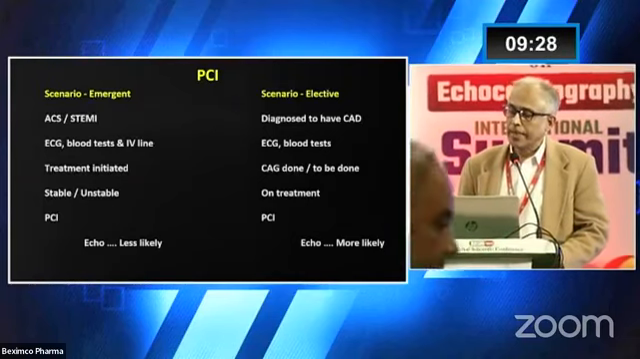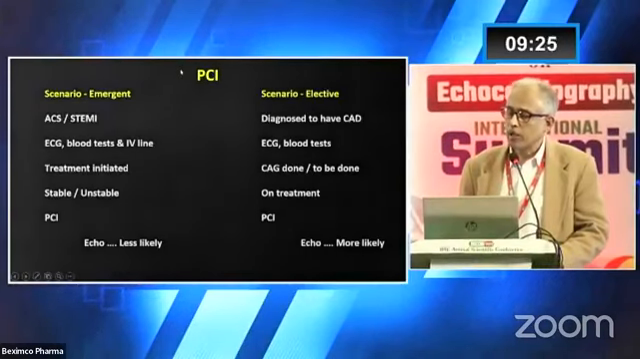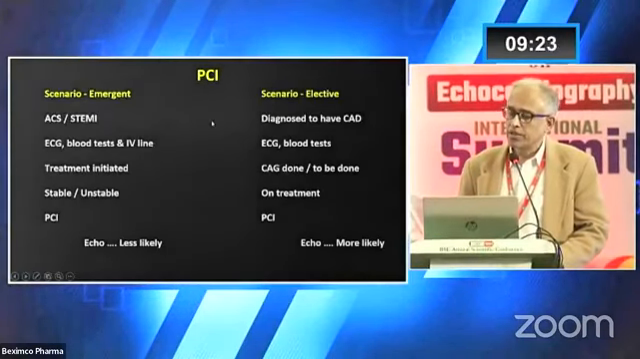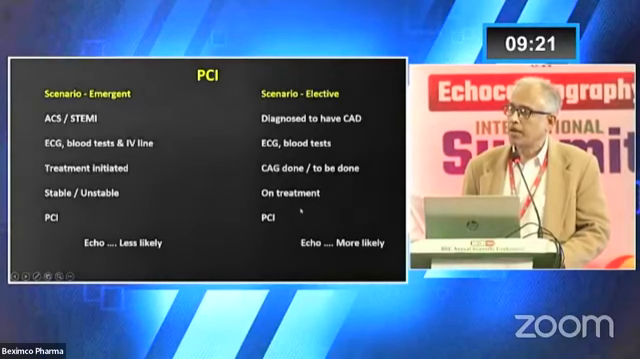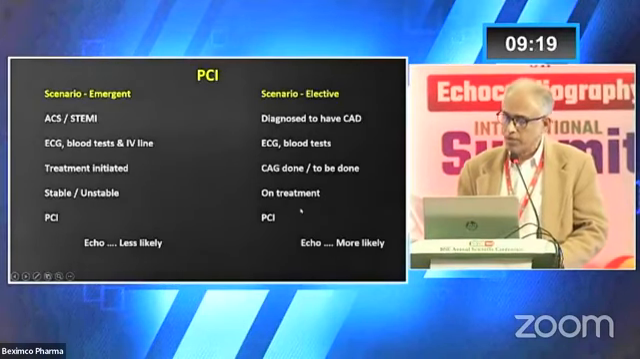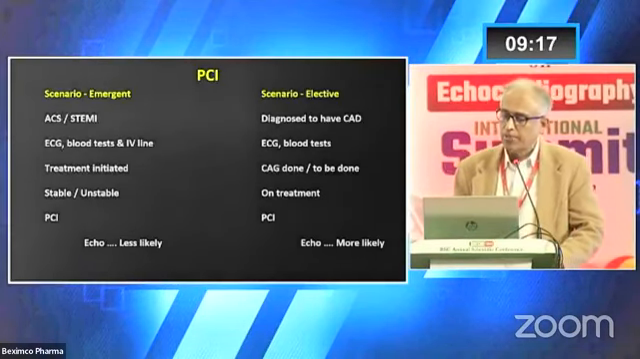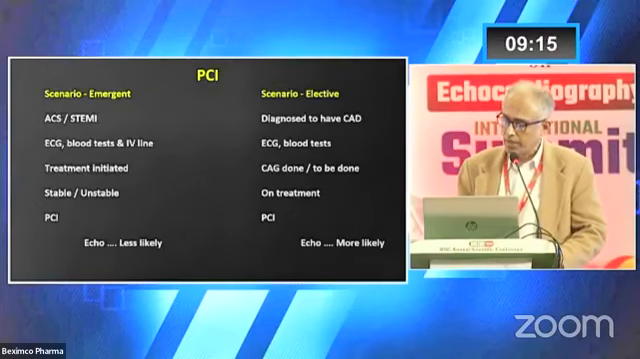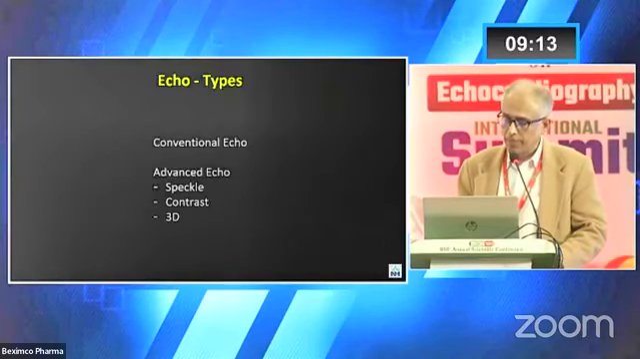When it comes to elective, it is already diagnosed to have a CAD, it is more of a CAG being done and what the PCI is going to be, or a CAG done and lesion is established, and then what PCI is going to be done. And here echo is more likely to be done.